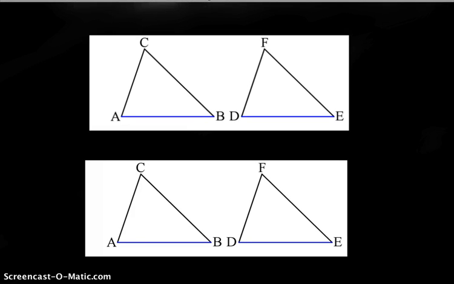Welcome to the second video on chapter 3. We're going to begin with 3.4, which is angle-side-angle and angle-angle-side congruency. In this chapter there are two new ways that we can figure out that two triangles are congruent.